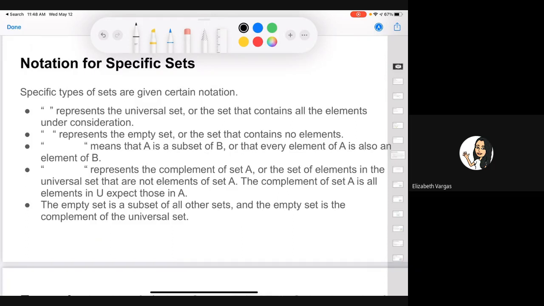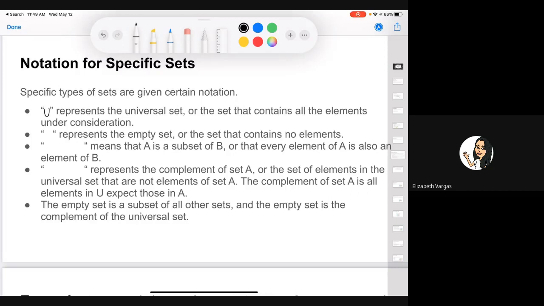So we have a symbol which represents a universal set, which is U. We would use a capital U to represent a universal set. A universal set is basically a set that contains all the elements under that condition. So for example, a universal set may be a set of numbers. There's a bunch of different numbers. We have positive numbers. We have negative numbers. A universal set just contains all the different elements under all the different conditions.